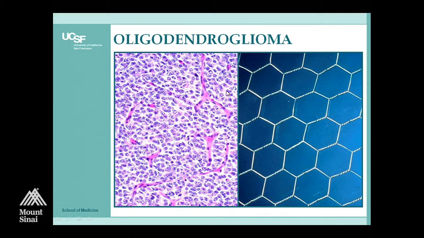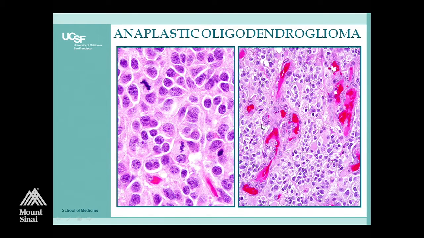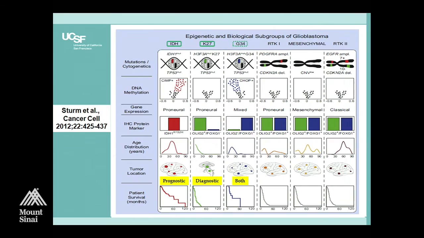In terms of this chicken wire-like branching of capillaries, as you see here. And in the higher grade cases, the grade 3 oligodendrogliomas, the cells will become bigger, more epithelioid, more mitotically active, and you again start to see things like microvascular proliferation. So it's all well and good, and this is how we've been practicing for many, many years.